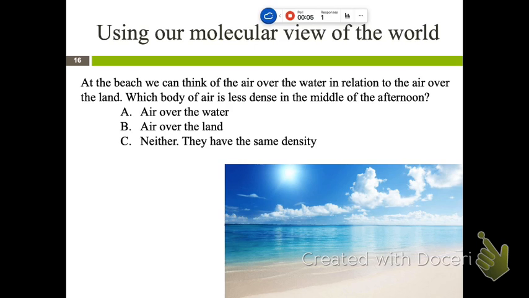If we're at the beach, let's think about the relationship of the air over the water versus the air over the land. Kind of thinking, and we're at the border, right? There's air over the water, air over the land. Which of those bodies of air is less dense in the middle of the afternoon on a warm sunny day like this?